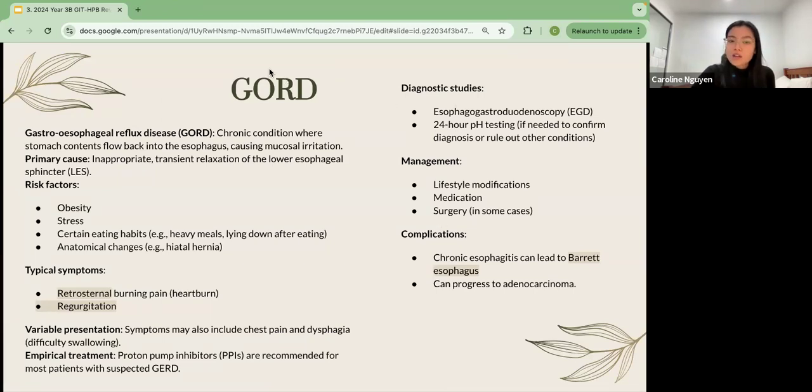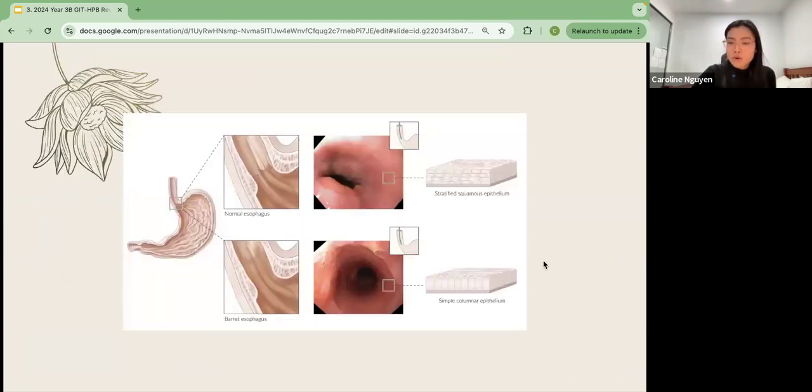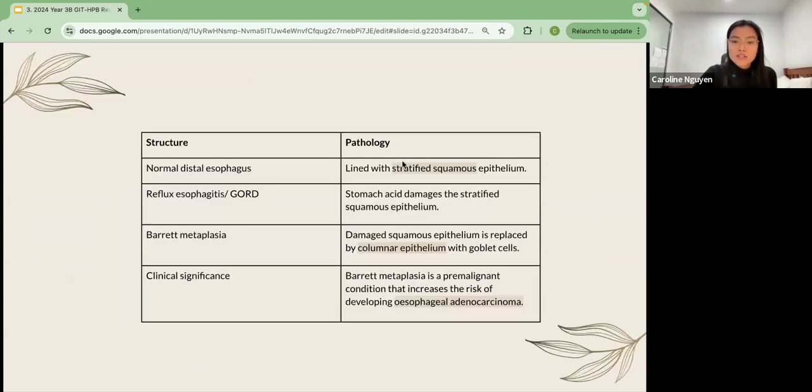Complications are that GORD leads to Barrett's, and Barrett's can lead to adenocarcinoma. That's really important. It will probably come up in the exam. So we've got stratified squamous in the normal esophagus and simple columnar in Barrett's esophagus. The issue is that you want to treat it when it's in this stage. So the symptomatic and it's starting to damage, but we haven't reached columnar epithelium yet.